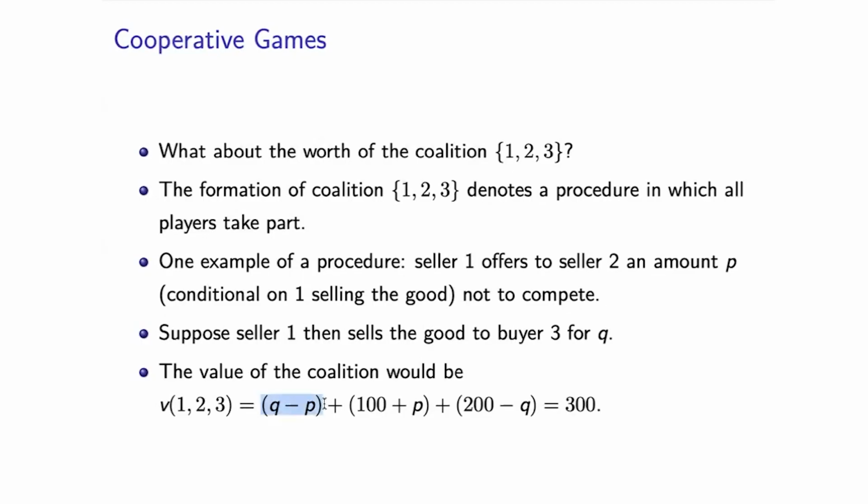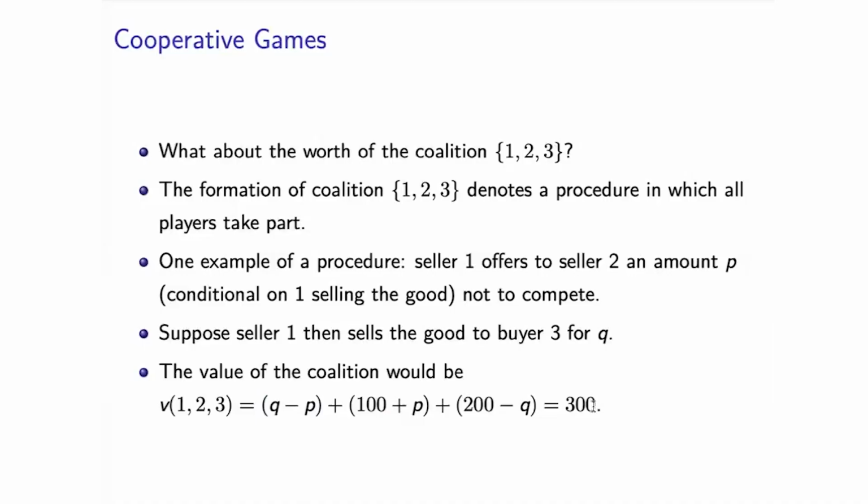What about seller 2? Seller 2 gets to keep the good, and also gets in addition an amount P from seller 1. So therefore the total that seller 2 has is 100 plus P. And what about buyer 3? Buyer 3 got the good, which is worth 200, but is paying a price Q to seller 1. So therefore buyer 3 ends up with 200 minus Q, right? Now, if you add up, you end up seeing that this Q and this Q will be canceling, and this P and this P will be canceling, and it will end up to 300, right?